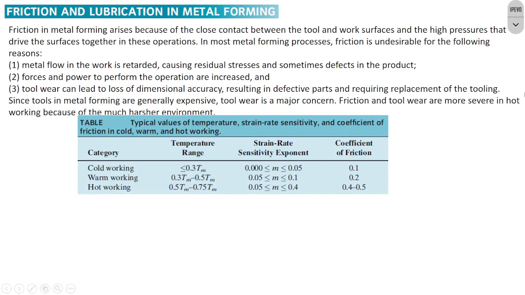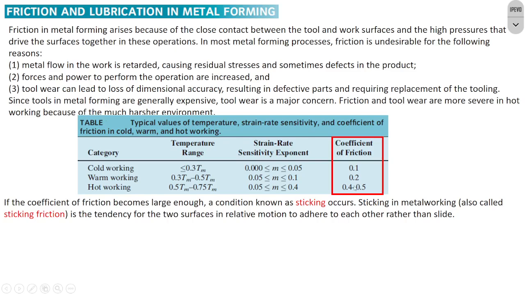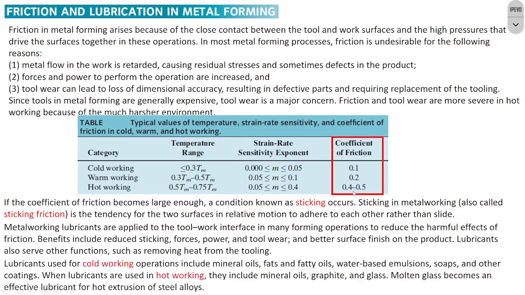Cold working, friction coefficient. Hot working, you see the friction coefficient is greater. To decrease the effect of friction, lubrication is important. The commonly used lubricants in hot working are mineral oils, graphite, and glass. Glass is more common. In cold working, we lubricate the contact surface to decrease the magnitude of the force to apply, using mineral oils, fats, fatty oils, water-based emulsions, soaps, and other coatings.